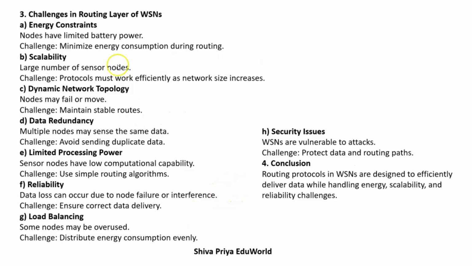Clear? And these are all the challenges in routing layer. I'll just tell you, because always remember you have to write according to the marks only. If it is needed, then only you write down the explanation for these things. Energy constraints, scalability, dynamic network topology, data redundancy, limited processing power, reliability, load balancing, security issues, and these are all the challenges in routing layer WSN. In simple words, routing protocols in WSN are designed for efficient data delivery while handling the energy, scalability, and reliability challenges.